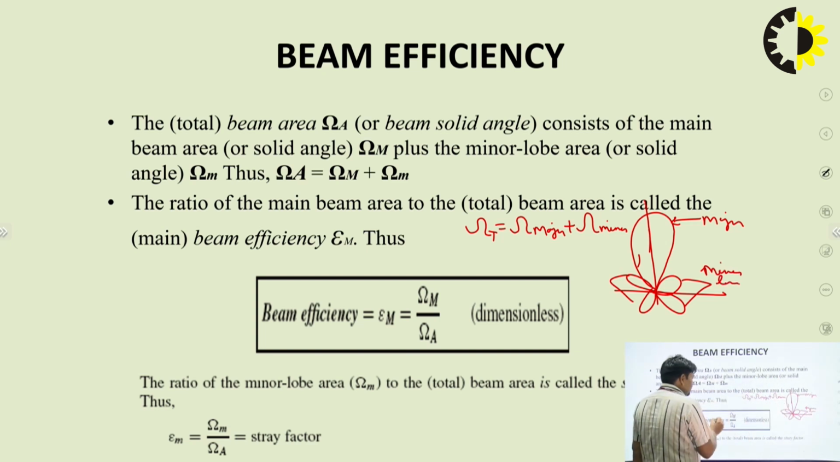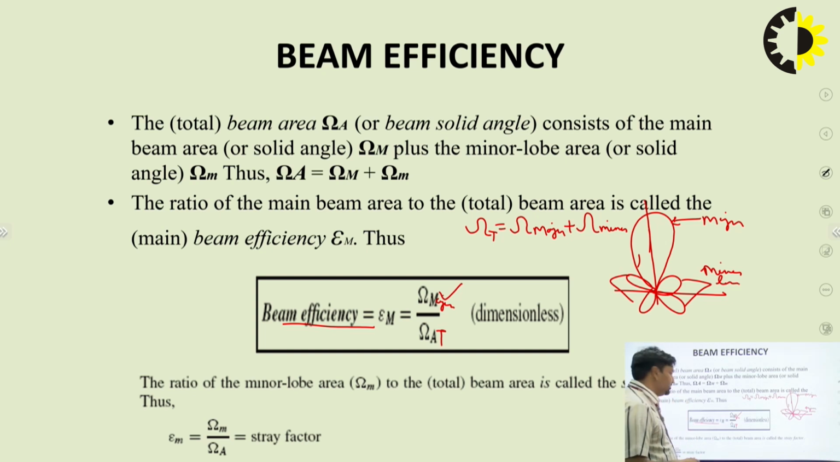So beam efficiency is calculated by the major beam area upon the total beam area. The total beam area is the major plus minor beam area. If we calculate the minor beam area upon the total beam area, we can say this factor is the stray factor, and the major upon total is the beam efficiency. So beam efficiency is the ratio of the major beam area upon the total beam area, where the total beam area is the major beam area plus the minor beam area.